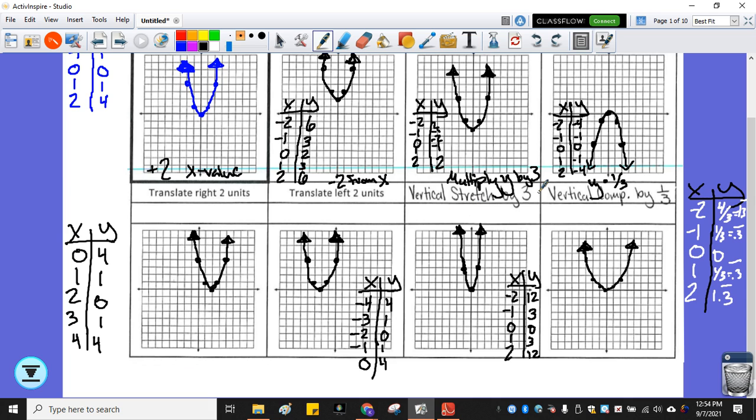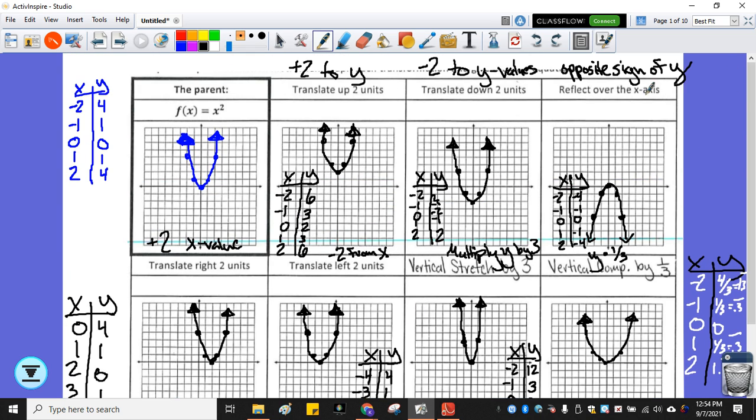The harder one, vertical stretch and vertical compression, it's telling you what to multiply your y's by, because vertical is y's. So you're using these same parent function numbers over and over again, and you're doing these little transformations to it.